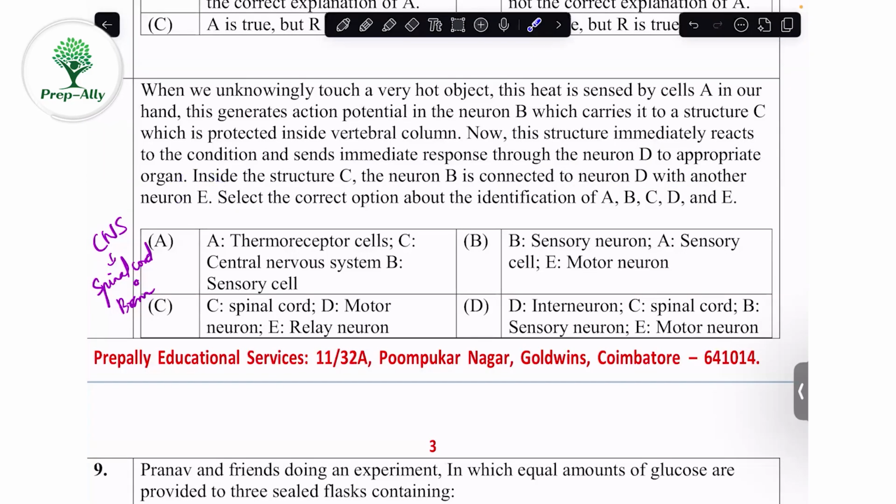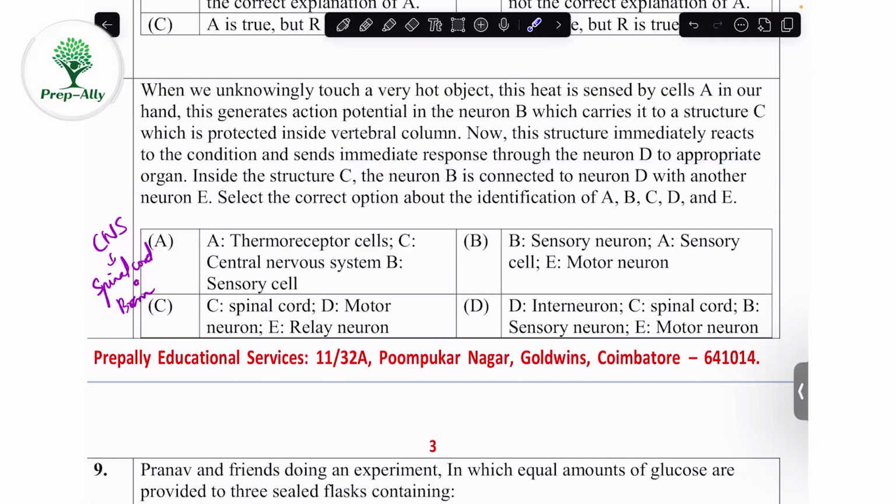Now we will check this B option and D option. Yes, C spinal cord, E motor neuron. What about this D? Here they have given D as motor neuron. We'll see what D is here. Immediate response through the neuron D to appropriate organ. We can get a confusion, but they have told it's through neuron D.